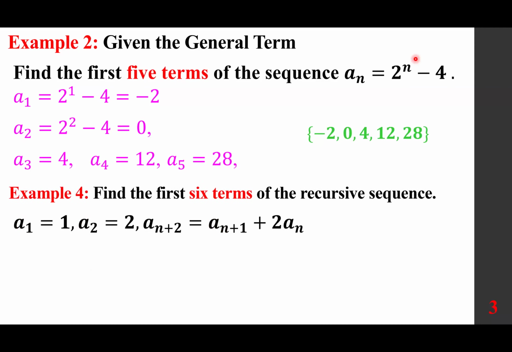We did this one also. We want to find the first six terms of the recursive sequence. a sub 1 is 1, a sub 2 is 2, and a sub n plus 2 is a sub n plus 1 plus 2 times a sub n. So we have the first two terms. We need four more.